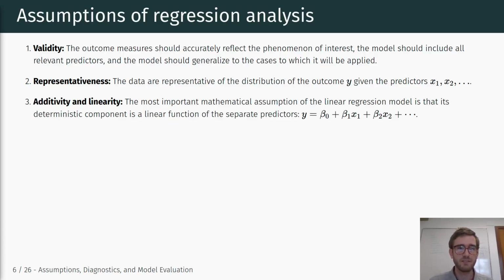The third assumption is additivity and linearity, and this is basically the most important mathematical assumption of the linear regression model. It states that the deterministic component is a linear function of the separate predictors, right? So the expectation of y is a linear combination of our predictors, including our intercept, okay? And of course, in many of our applied problems, we don't actually have a perfectly linear relationship between the outcome and the predictors.